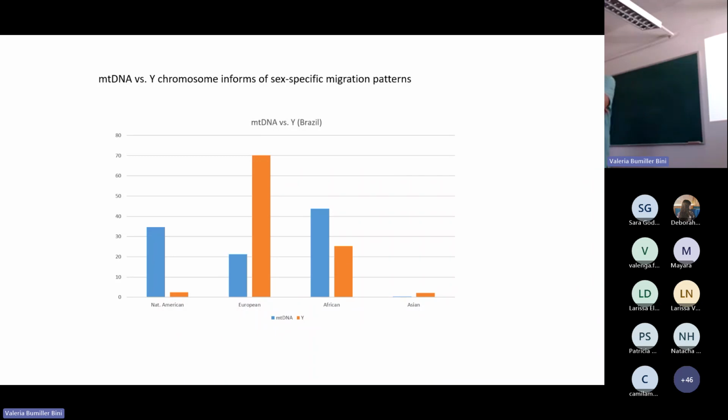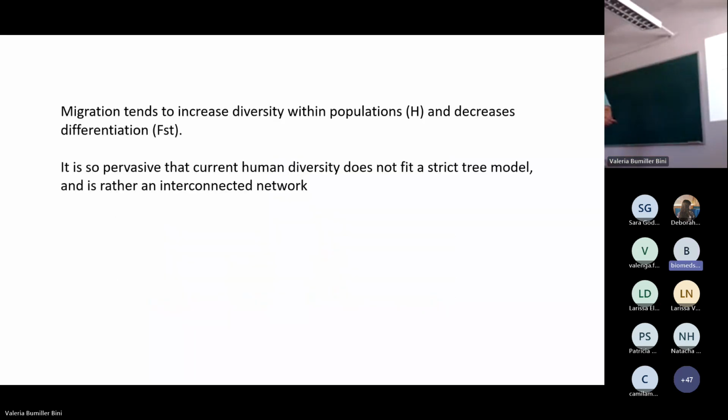I won't go again about how we can detect sex-specific demographic effects, mostly with the Y chromosome and methylation. So the general effect is that migration tends to increase diversity within populations, measured as heterozygosity. It tends to bring new alleles and to increase heterozygosity, and decreases differentiation between populations.